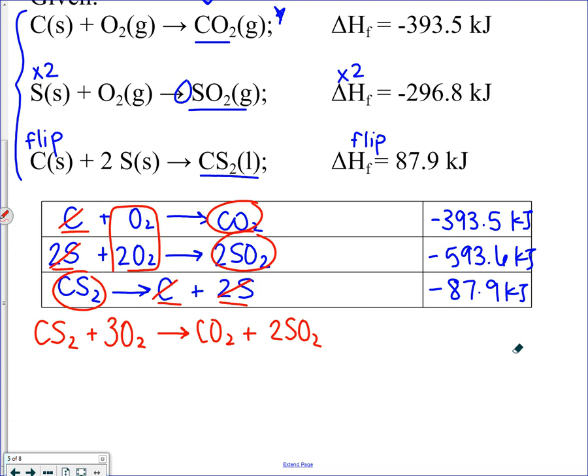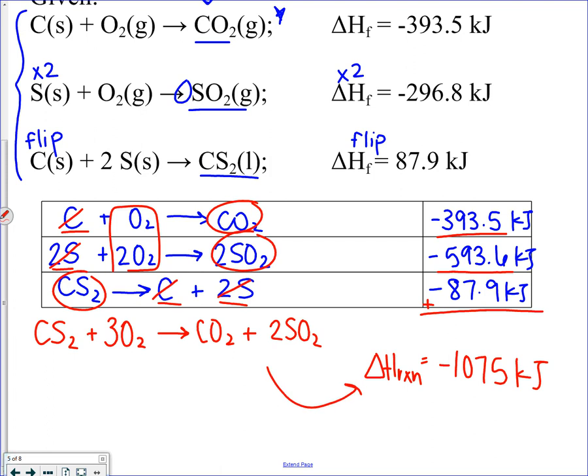So that's perfect. So now in order to calculate the heat of the reaction, we just need to add up these heats of formation. So negative 393.5 plus negative 593.6 plus a negative 87.9. When you add that up, you get a negative 1,075 kilojoules. So that tells us that this reaction would release 1,075 kilojoules of energy. So it's an exothermic reaction.